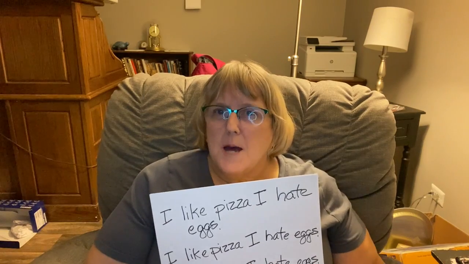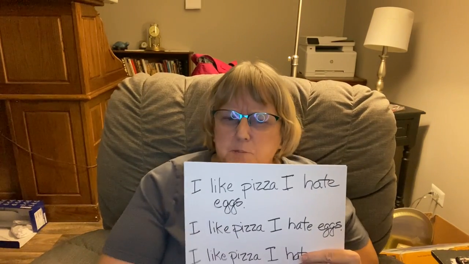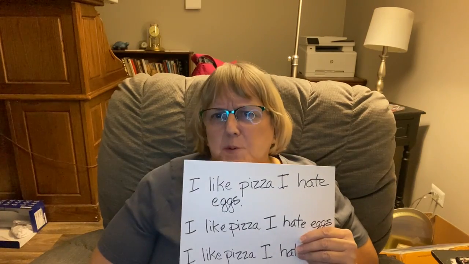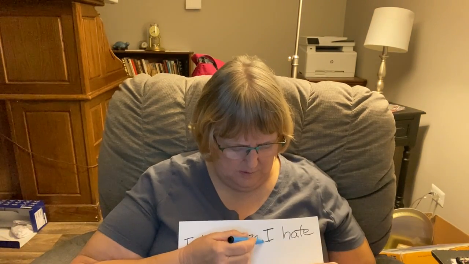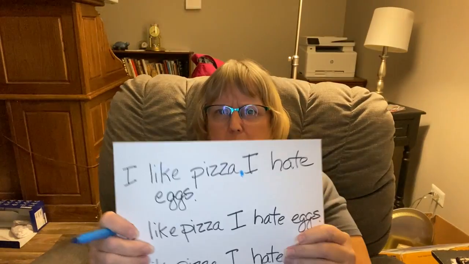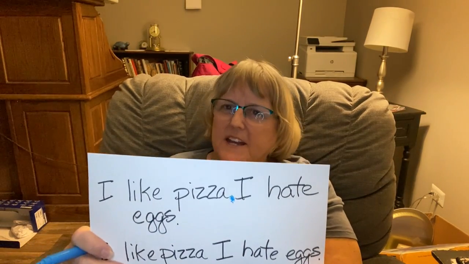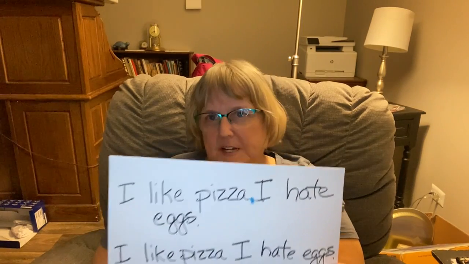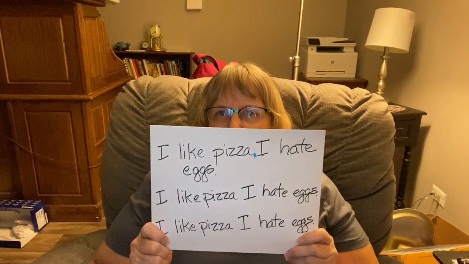So you have three options for fixing a run-on sentence. The first option is really simple, and you're probably already thinking it. Right here, you put a period. I like pizza. I hate eggs. Perfect. So option number one, the simplest one, is simply to insert a period.